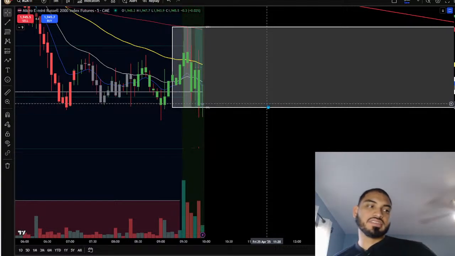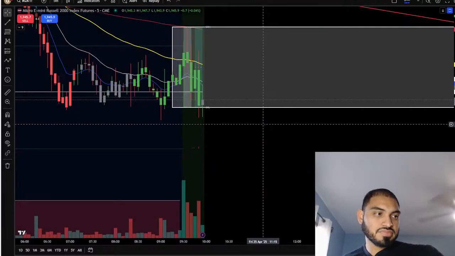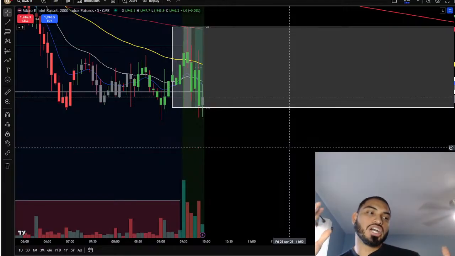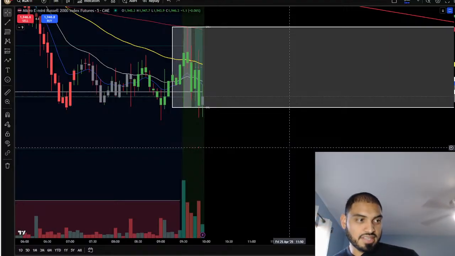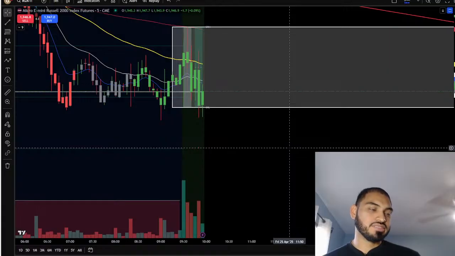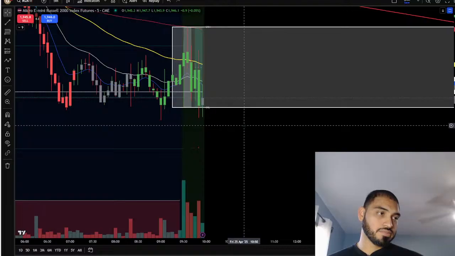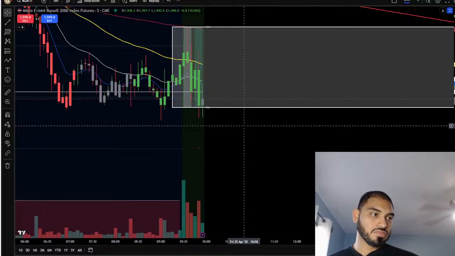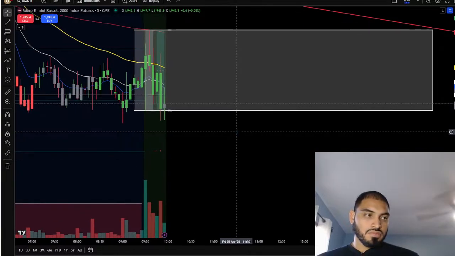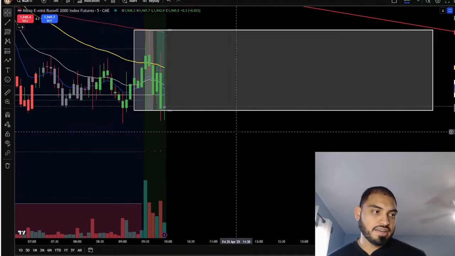All right, we got a minute left. Let's see what we're gonna do. This feels like the anticipation of a monster candle right now, the way that price action is moving. I've seen this so many times. We got 40 seconds left.